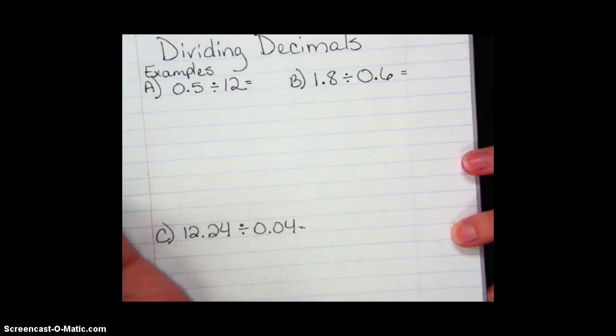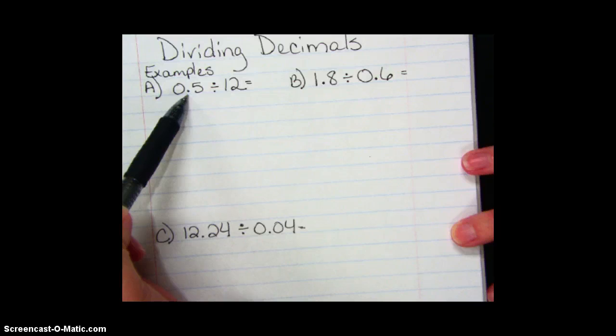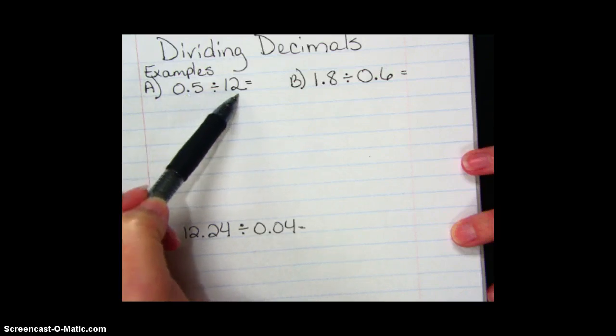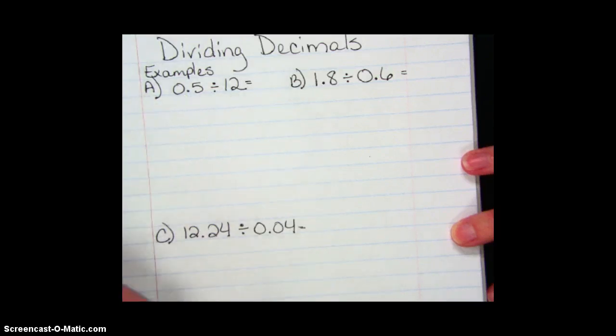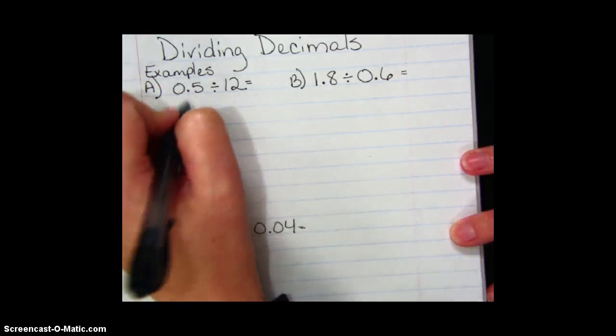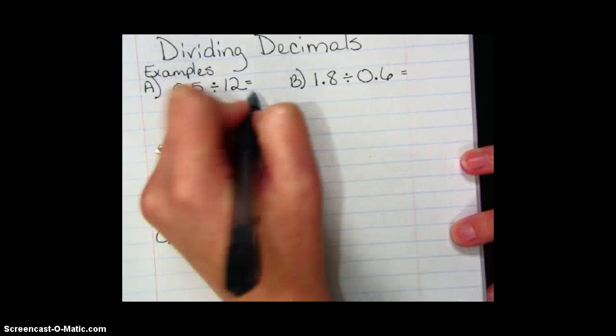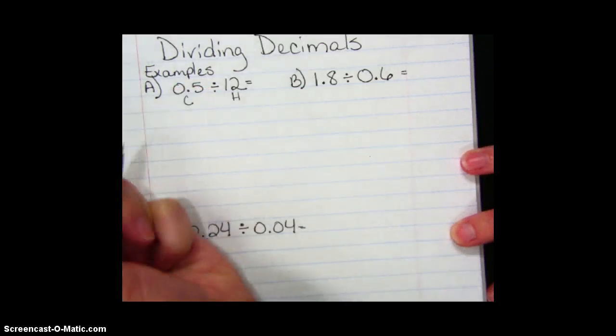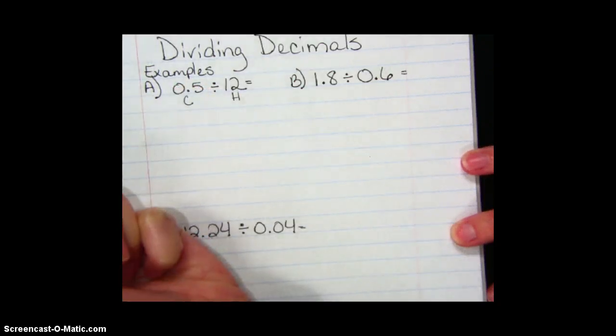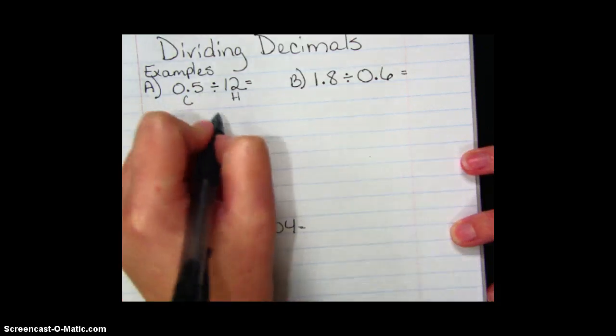Let's go ahead and begin by reminding ourselves how we set up a division problem. First thing that I want to look at is question A, and it says 5 tenths divided by 12. When I look at 5 tenths divided by 12, 5 tenths is actually my cowboy and 12 is my horse. The divided by number is always going to be your divisor.